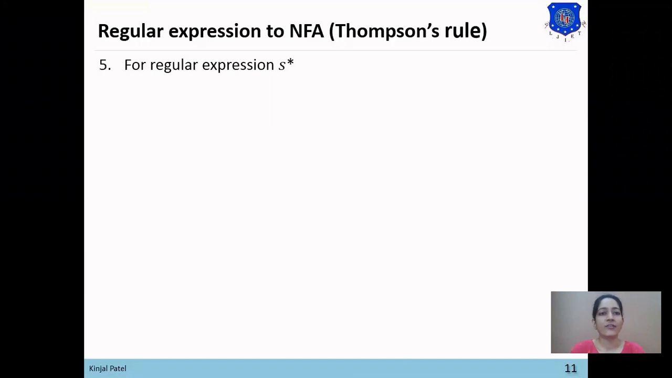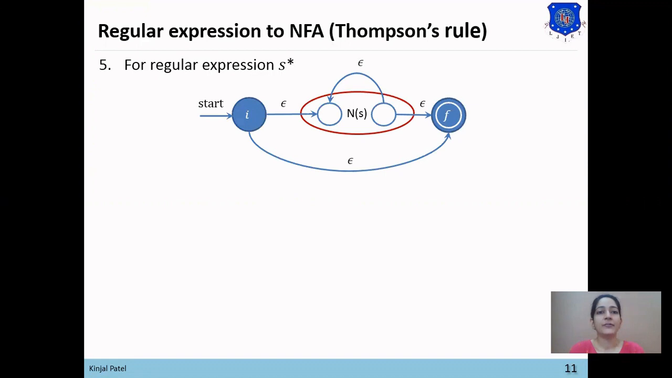The last Thomson's rule is for the regular expression S Kleene star. If you want to draw the NFA for S Kleene star, it will be like this: first draw the starting state, then from that starting state draw the S language. From the starting state towards the S language there will be one null transition, and from that language towards the final state there will be one null transition. So one null transition before the language and one null transition after the language.